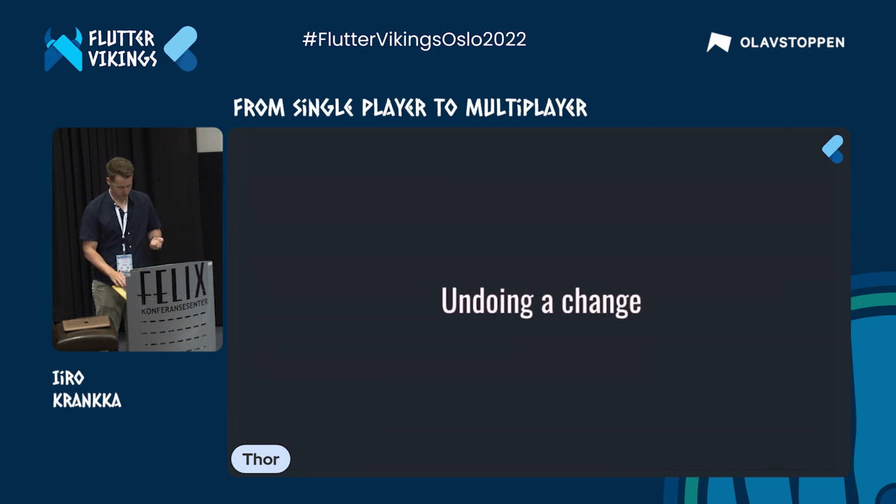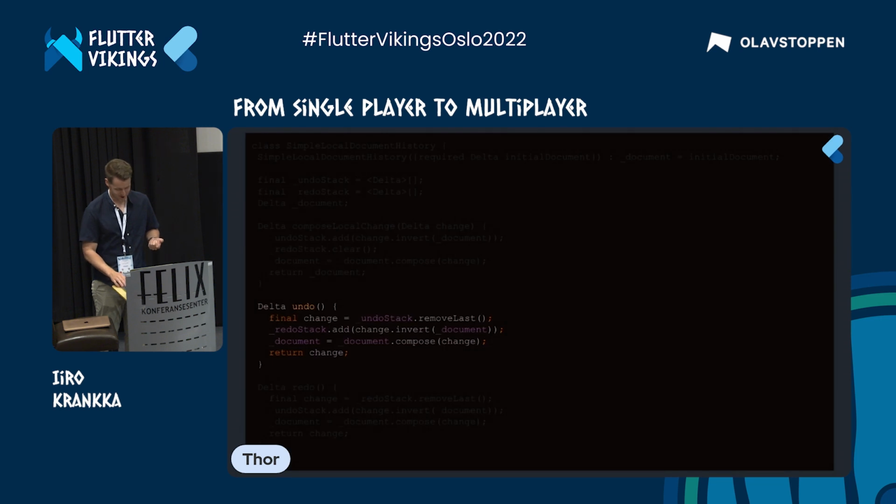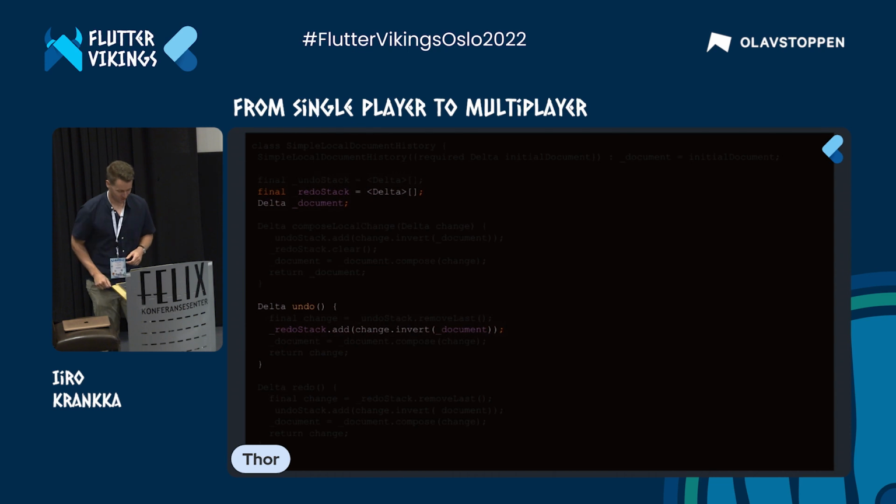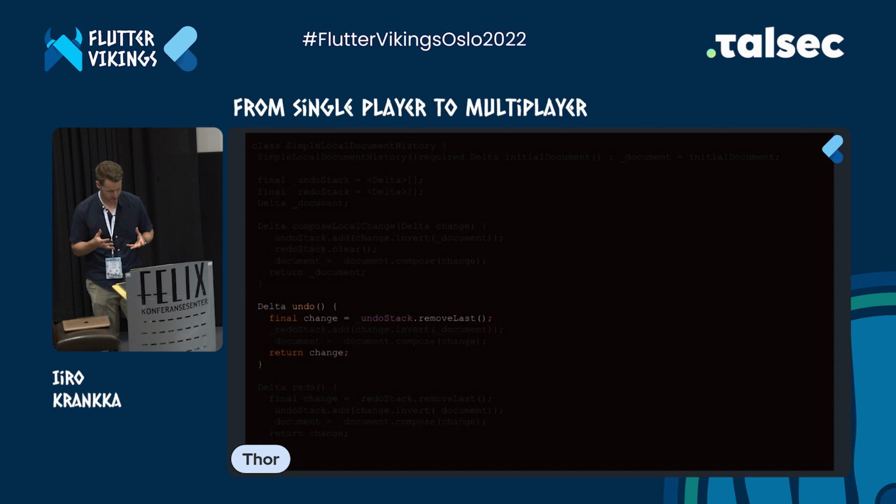So now we want to undo something. We remove the last entry from the undo stack. We put an inverted version of that to the redo stack. And then we bring our internal document state up to date. Then we return this change so that the client of this class knows they can just compose this change on their document, and that's undo.